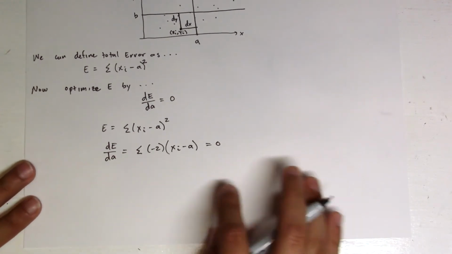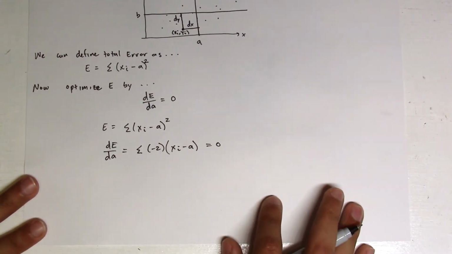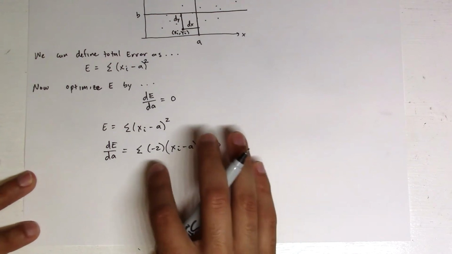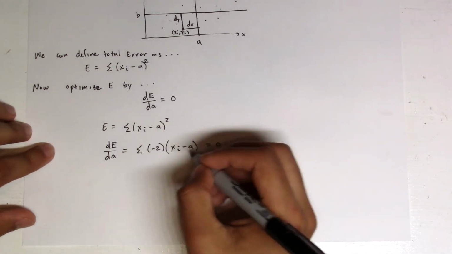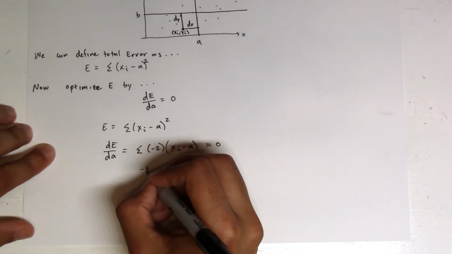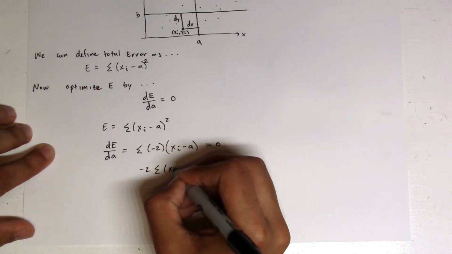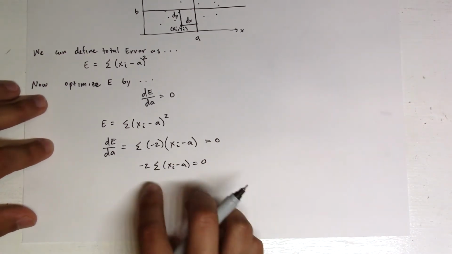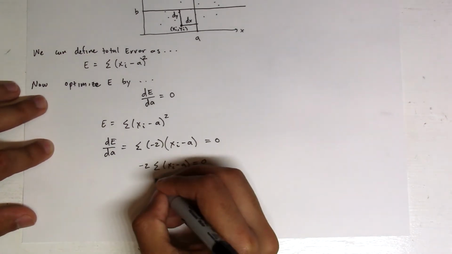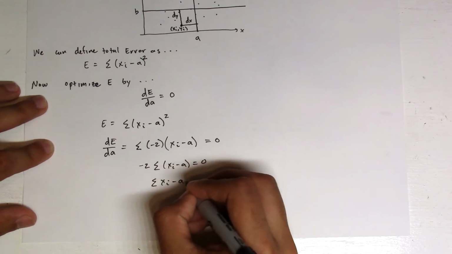And as you can see, -2 is a constant, and it doesn't change the equation. It's not on a variable, it doesn't get iterated, so we can move that out of the sigma notation. So we get -2 times the sum of (xi minus a) equals 0. We can divide by -2, and now we get this summation.